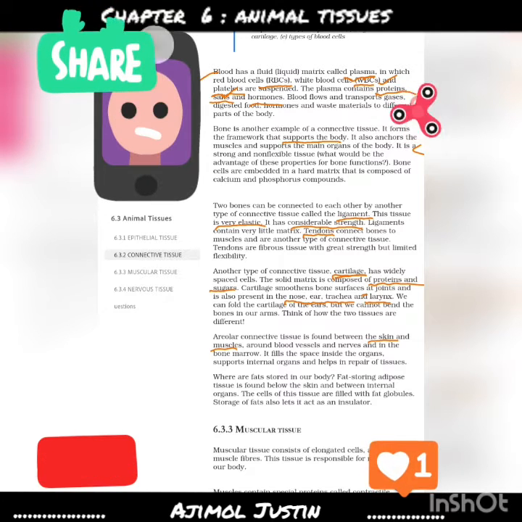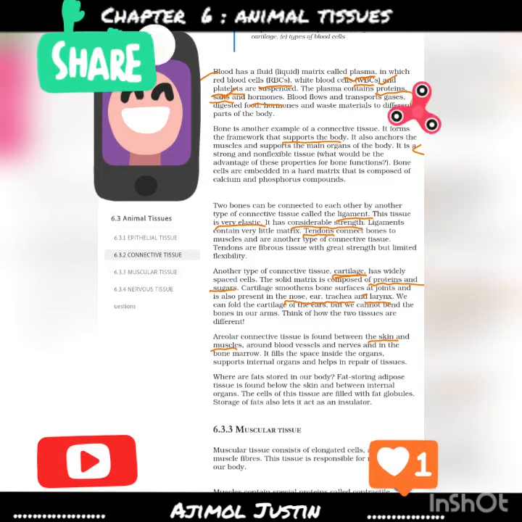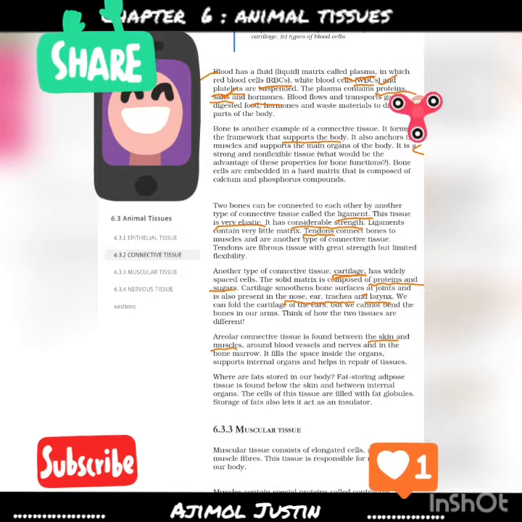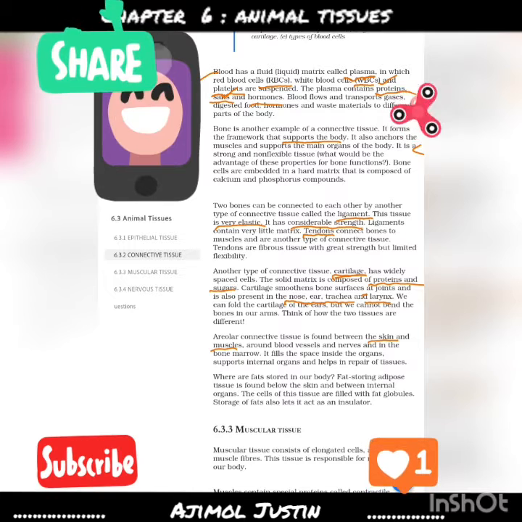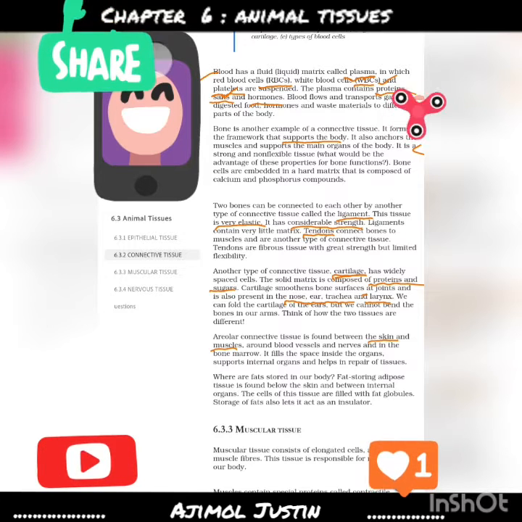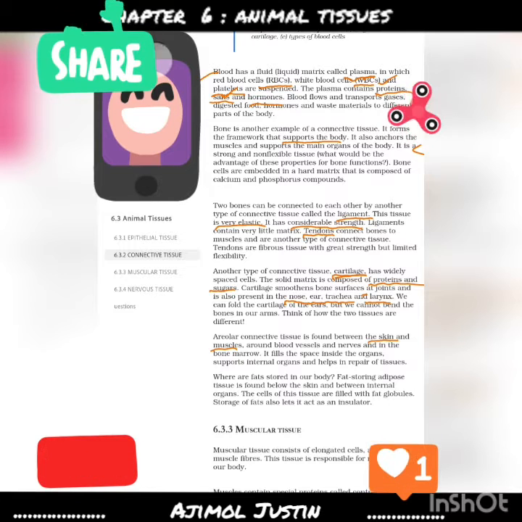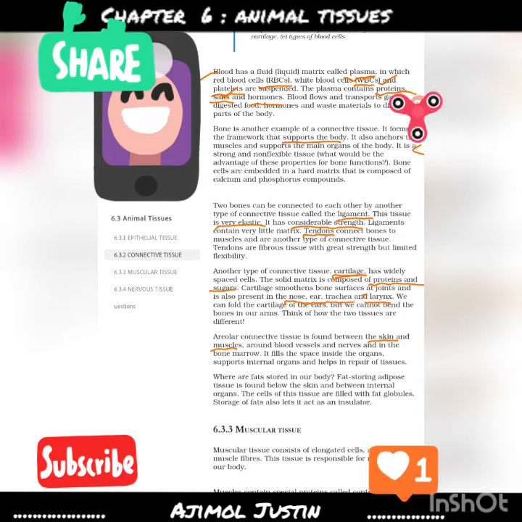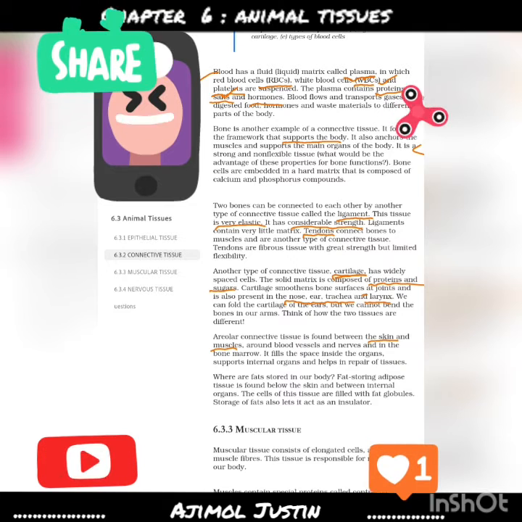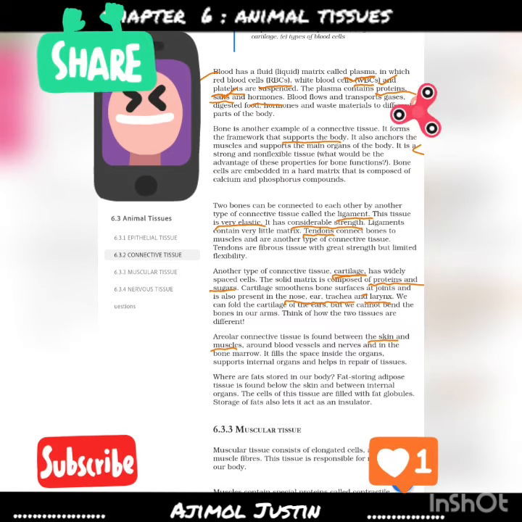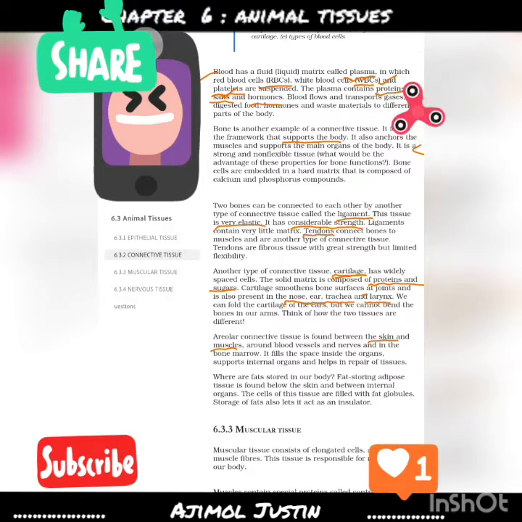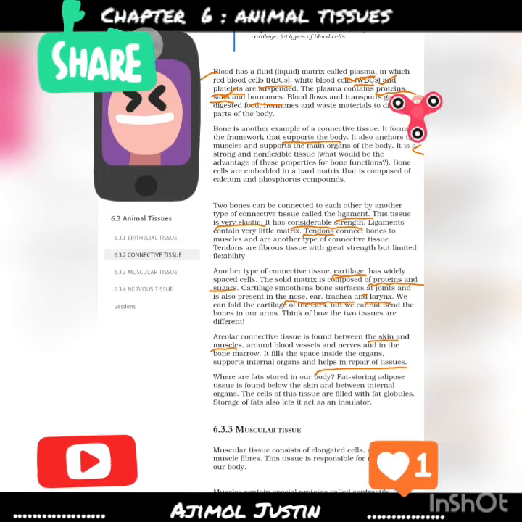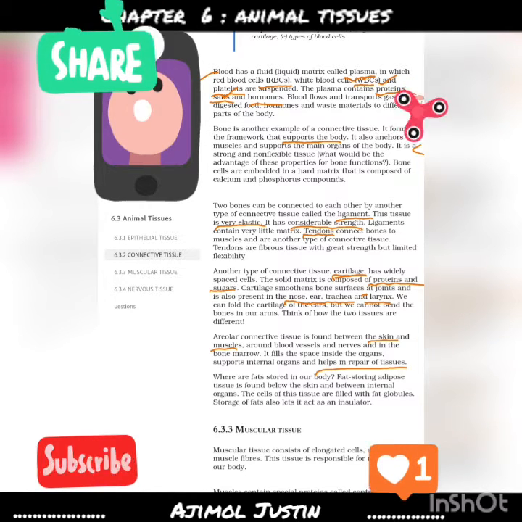And in the bone marrow, what is bone marrow? If you cut open a bone, you can see there is a space inside it, and that is called bone marrow, where the RBCs, blood cells which are dead, are accumulated. And it fills the space inside the organs. All the organs, the spaces and cavities are filled with areolar connective tissue, and it also helps in repair of tissues.